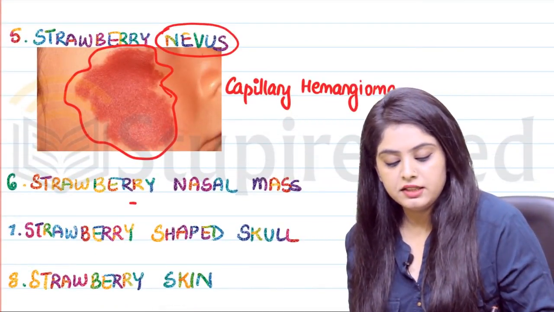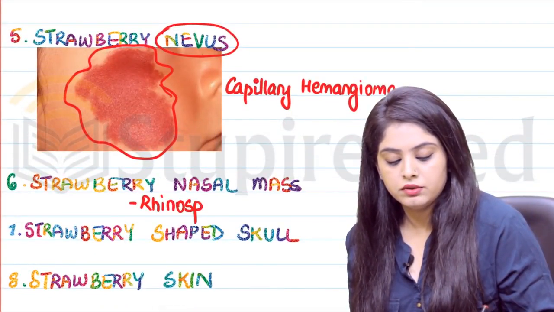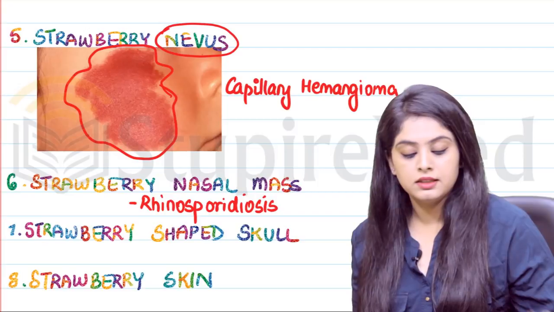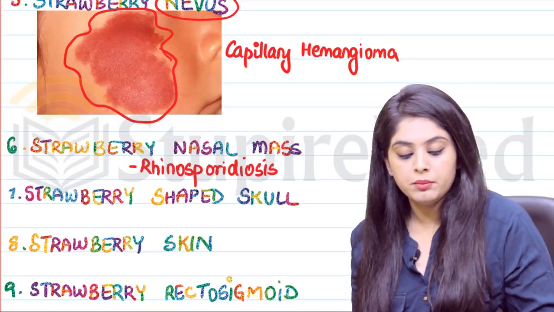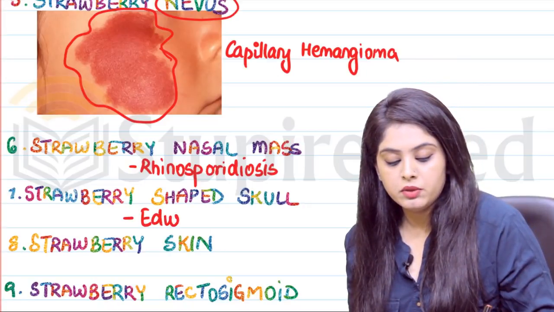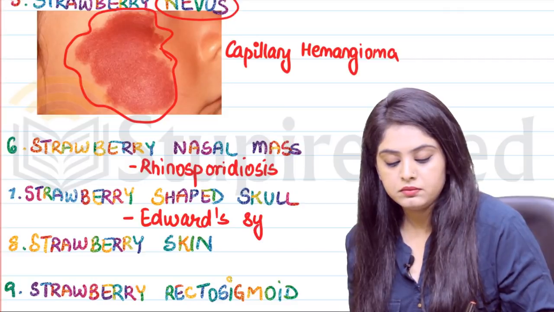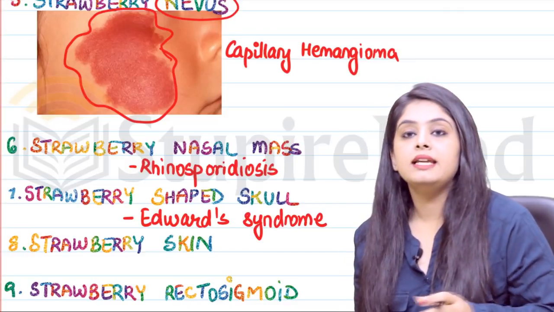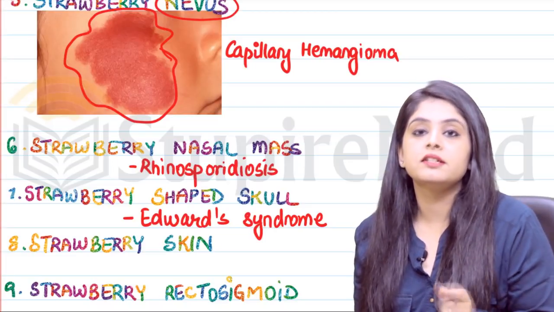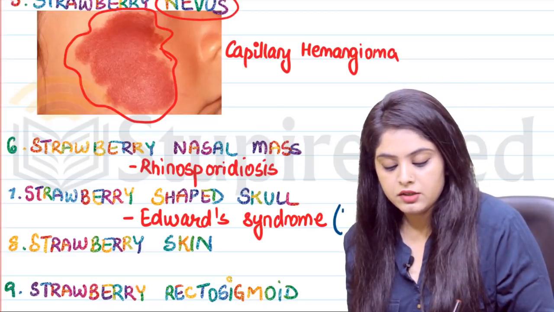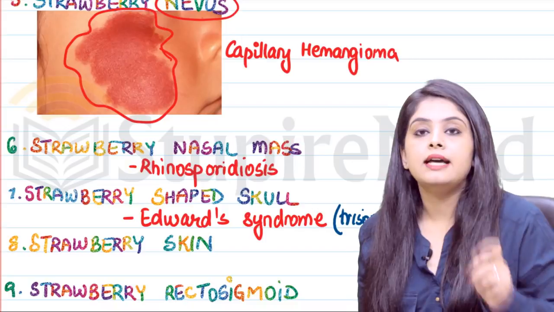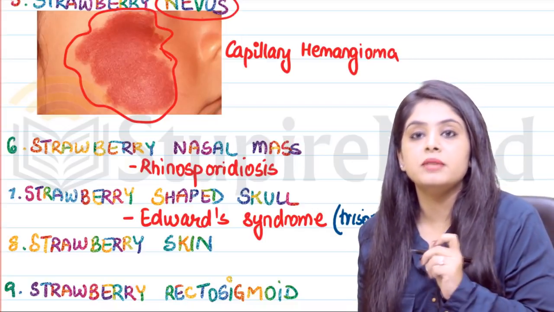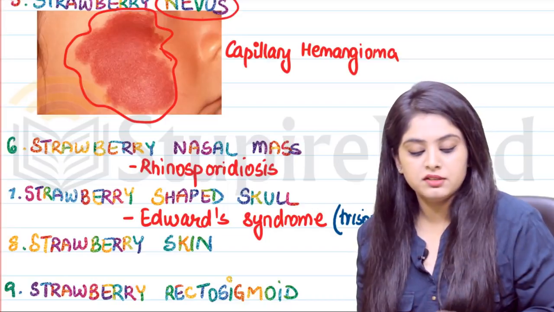Strawberry nasal mass is seen in rhinosporidiosis, a link with ENT. Strawberry shaped skull becomes your link with radiology because this is seen in Edwards syndrome. And I hope while linking with so many subjects, we've not forgotten the basic pathology, that Edwards syndrome is trisomy 18. E for Edward and E for 18. Edwards is trisomy 18, which has a strawberry shaped skull.